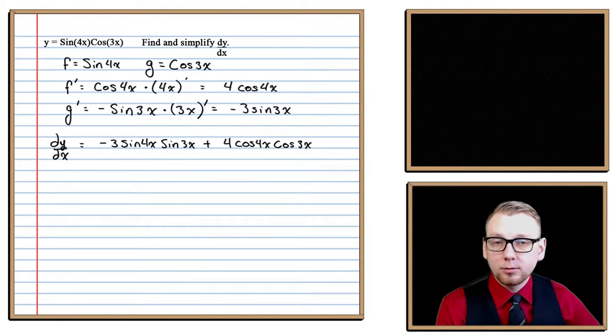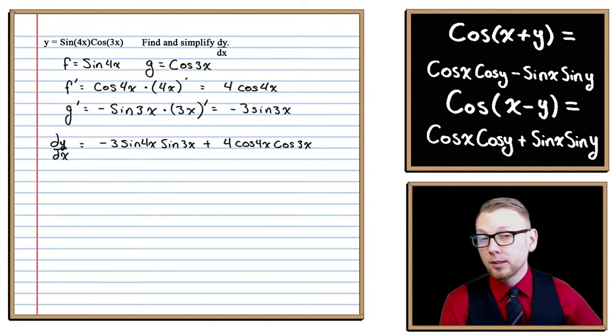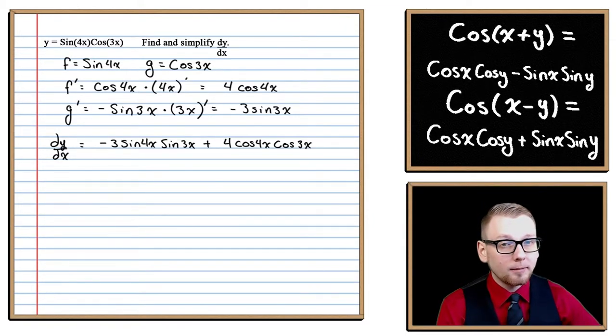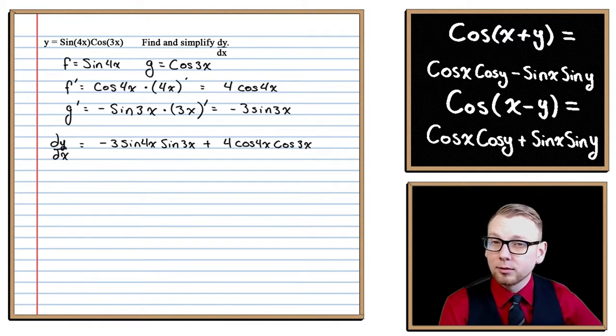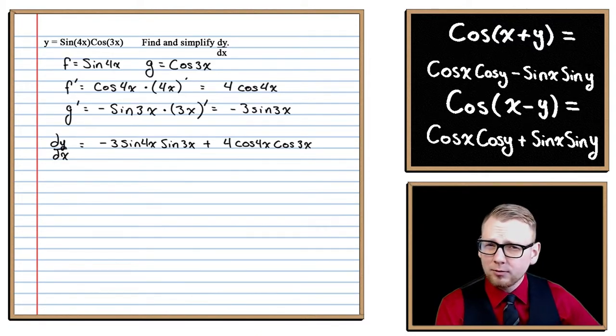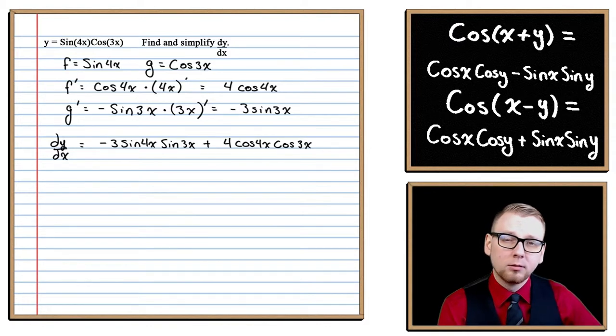To simplify this, we need two formulas. We need the cosine of x plus y and the cosine of x minus y. Now there are a few tough tricks in this simplification that might be difficult to see, so make sure to pause the video and think about each step.